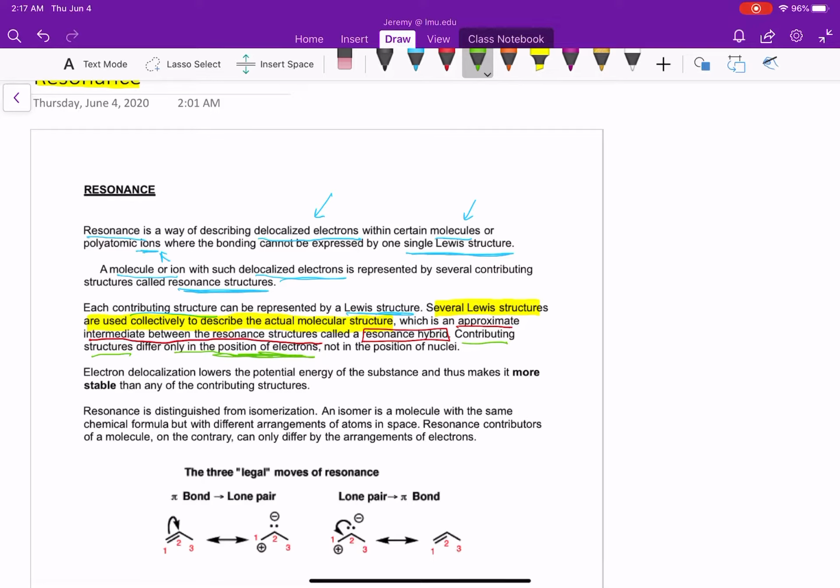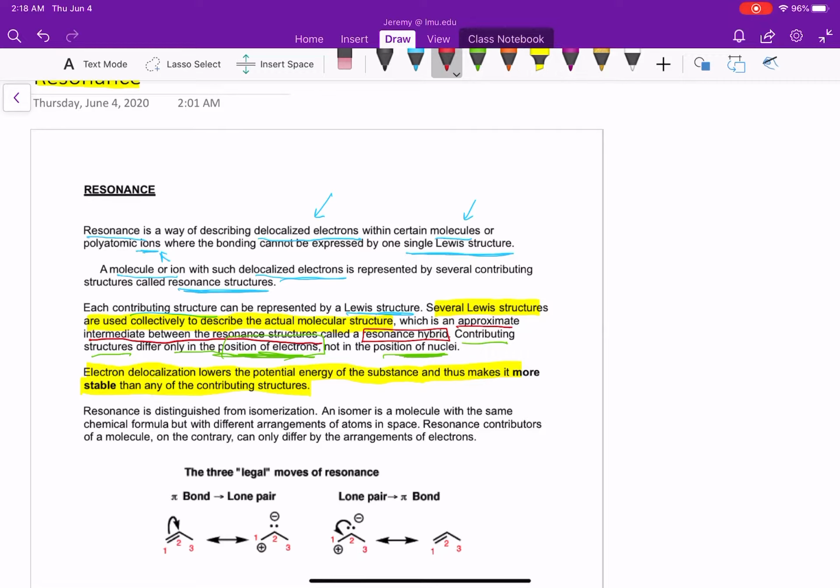The different Lewis structures are going to differ only in the position of the electrons, not in the position of the atoms. Basically, the atoms are going to be in the same position, but the electrons can be in different positions. Why this is important: electron delocalization lowers the potential energy of the molecule or ion and thus makes it more stable than any of the contributing structures. So when we have resonance structures, that's showcasing that these molecules are generally going to be more stable because we're spreading out the electrons or spreading out the charge.